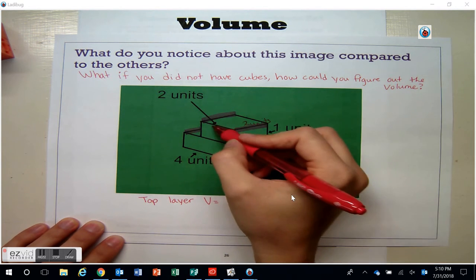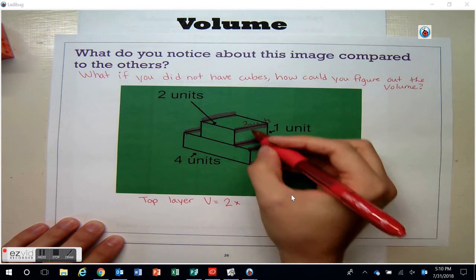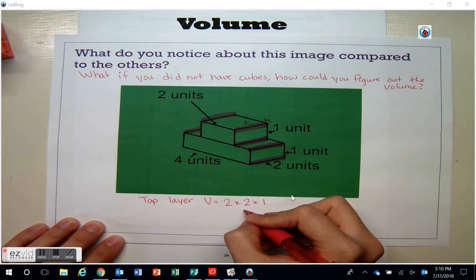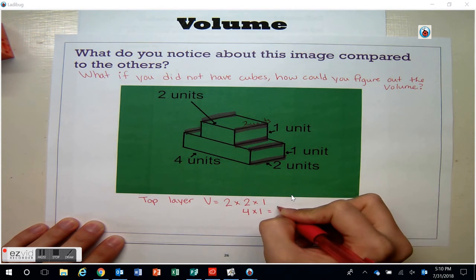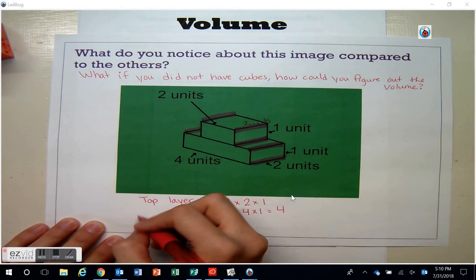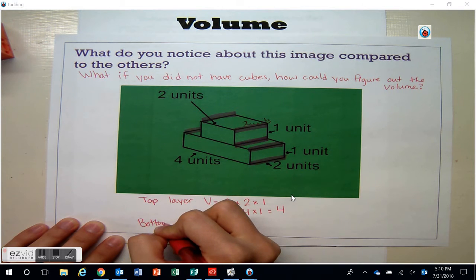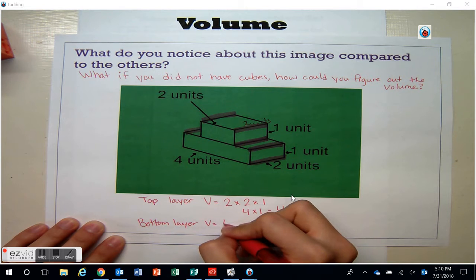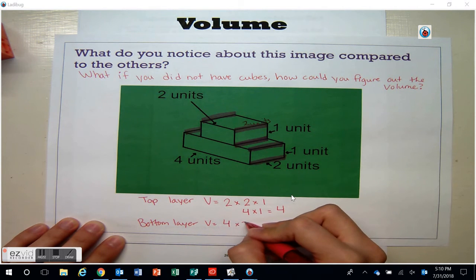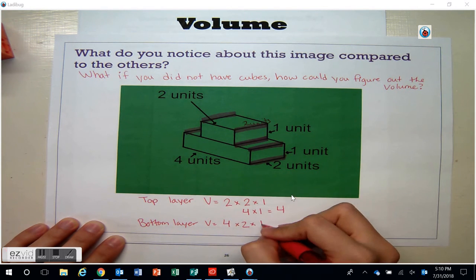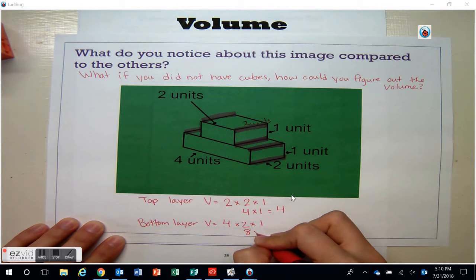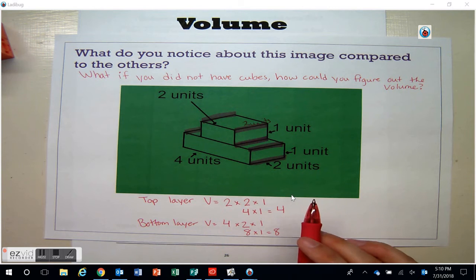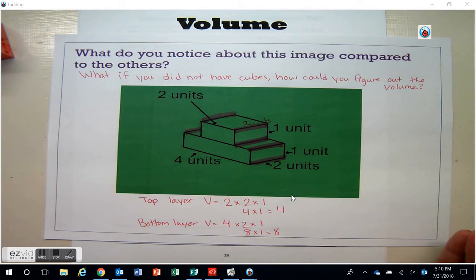So in this, we also have a difference because we don't see the cubes. We don't see these cubes that we've been counting like crazy. So if we don't have cubes, how can we figure out the volume? Same way as we've been doing it before. Let's do the top layer. The volume would be length, which is 2, times width, which is 2, times the height, which is 1. 2 times 2 is 4. 4 times 1 is 4.